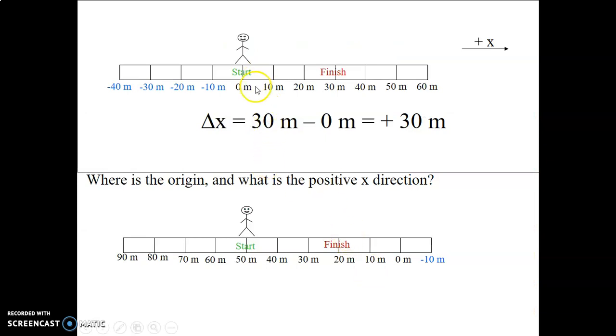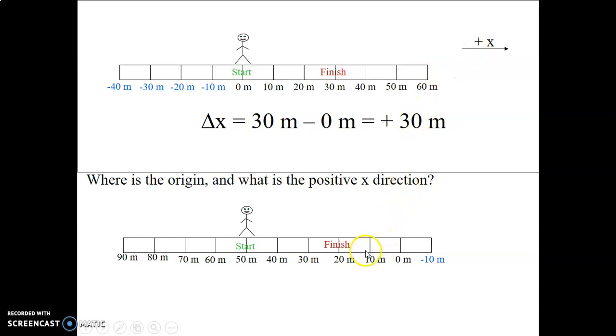So here we've got just another example or two. We've got a final position of 30 and initial position of 0. So final minus initial, 30 minus 0 gives me positive 30 meters. So you travel 30 meters to the right, in this case, plus x is to the right.